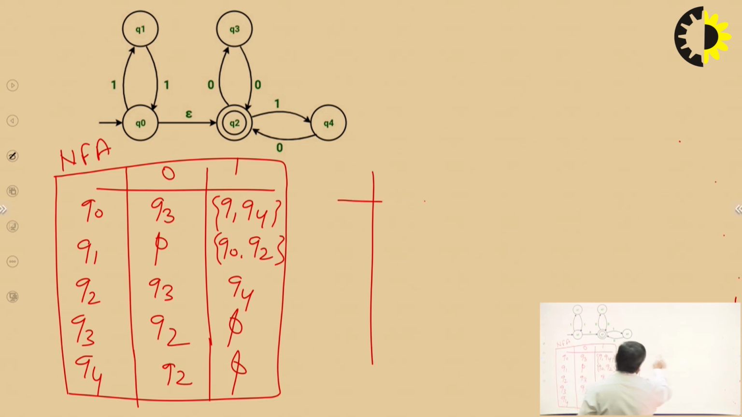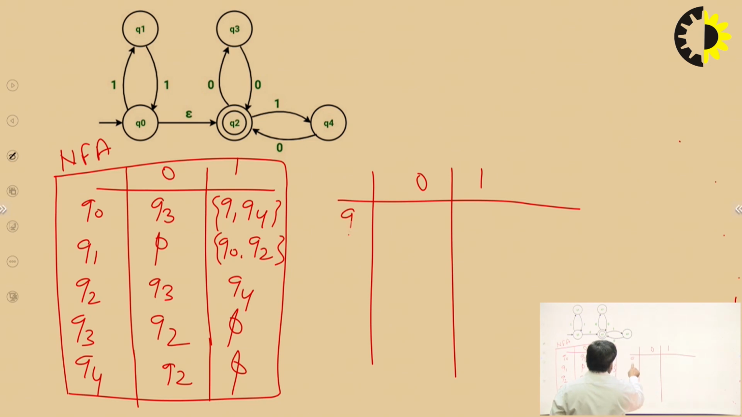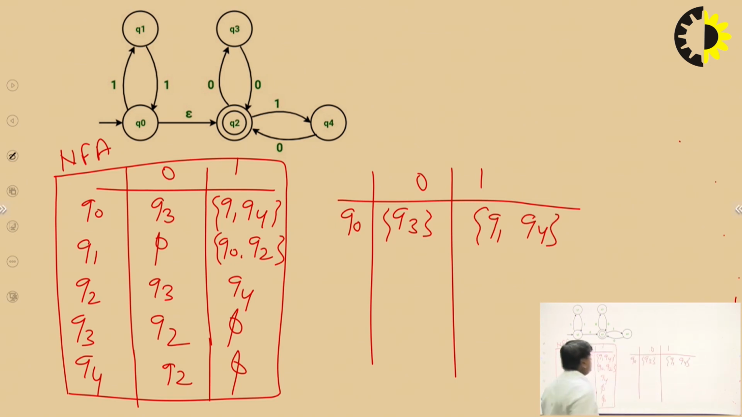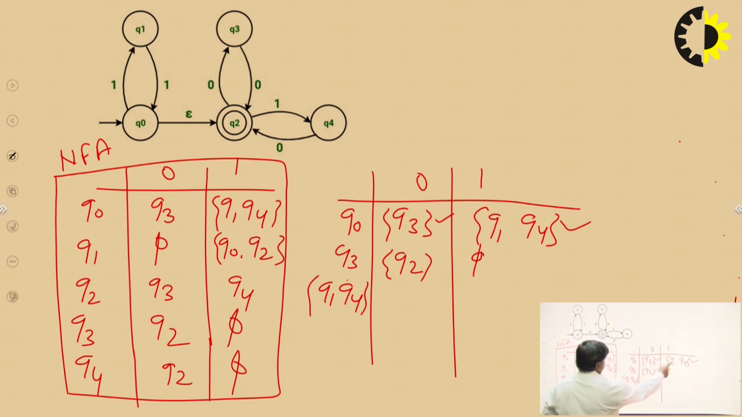Now, start from the initial state. What is the initial state? Q0, and on 0 it goes to Q3, and on 1 to Q1 and Q4. What is the next state? The new states are Q3 and Q1, Q4. So we consider Q3, and from Q3 the transitions are Q2 and phi. What is the next state? Q1 and Q4. This one is a new state and is considered as the next state.